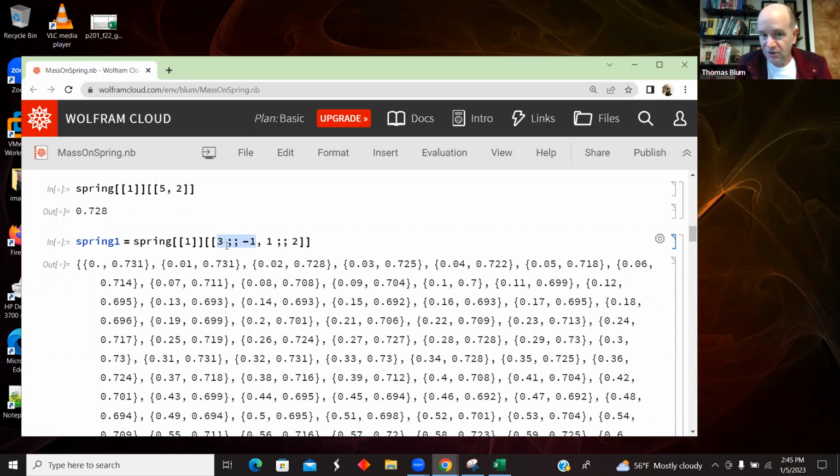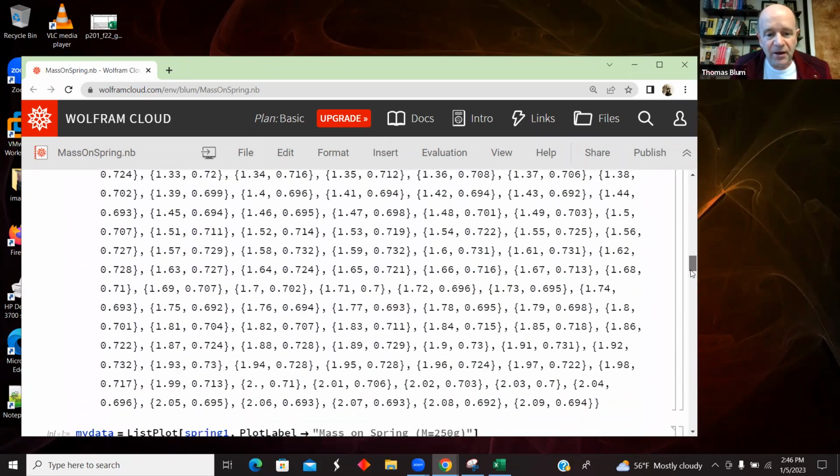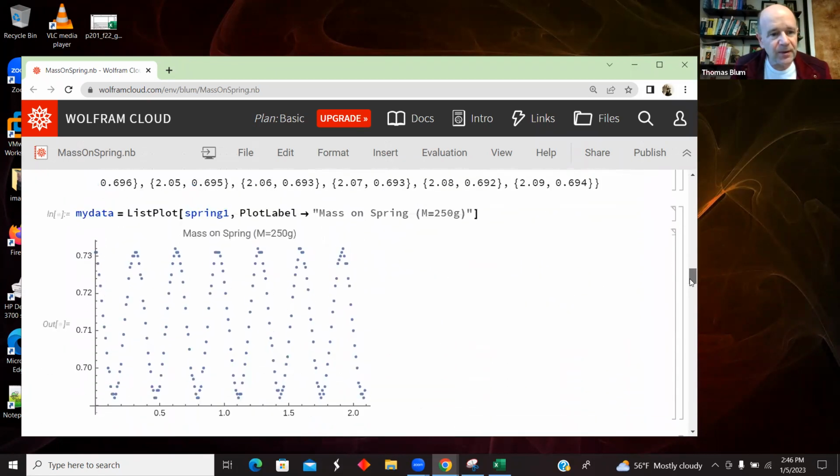from situation to situation. So that was the rows. I had two header rows, so I went from three on. And then for spring number one, I wanted the first and second column. This was the time, this was the position. So that gave me the time-position tuples, and a set of them.